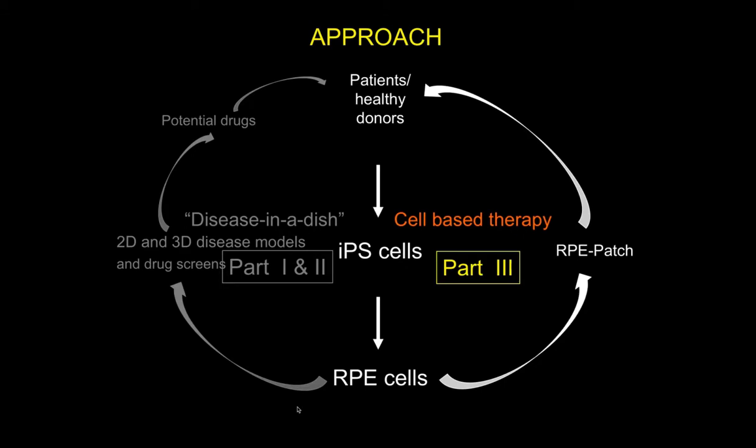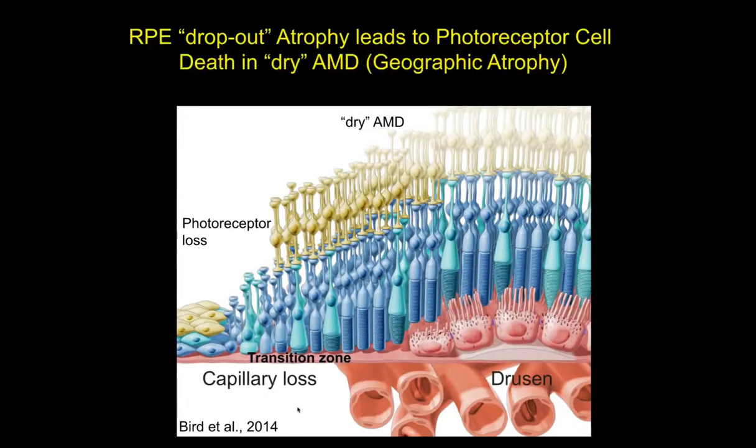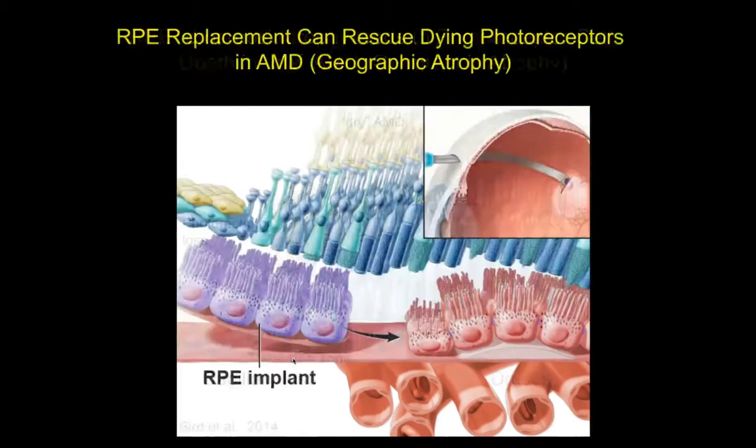How are we using this approach to develop a cell therapy for AMD patients? Going back to the slide that I showed you previously about this transition zone, where the photoreceptors are still surviving, but the RPE is gone, the idea people had for a long time was to transplant an RPE implant here in the transition zone and rescue the overlying photoreceptors from dying.